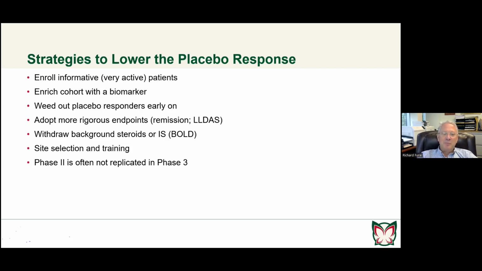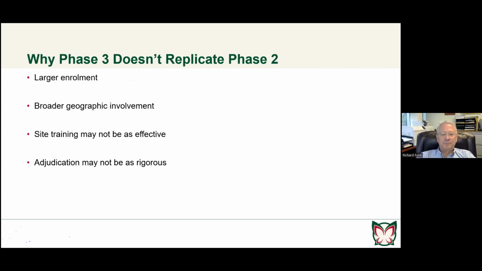And we've had a problem where phase 2 is not replicated in phase 3. And why is that? Well, there's a larger enrollment. We have to go worldwide. Broader geographic involvement, obviously. The site training may not be as effective. And perhaps the adjudication not as rigorous. And we've learned that adjudication can help, but it needs to be quite rigorous.